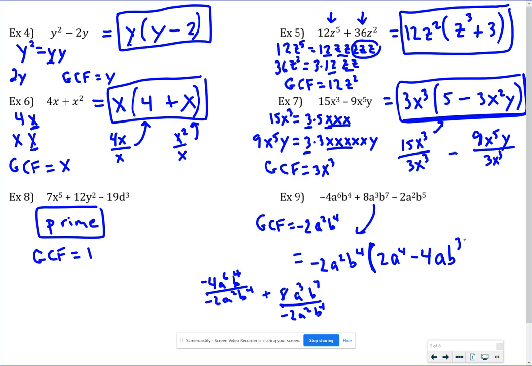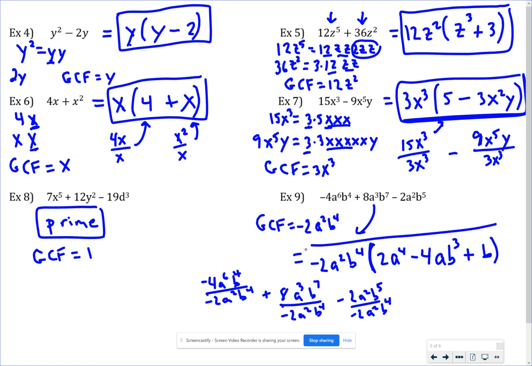Last piece. We're going to take a negative 2a squared b to the 5th and divide by a negative 2a squared b to the 4th. Okay, so negative 2 divided by negative 2 is positive 1. So negative divided by negative turns into a positive. 2 divided by 2 is 1. A squared divided by a squared is 1. And all I have left over is a b. B to the 5th divided by b to the 4th.